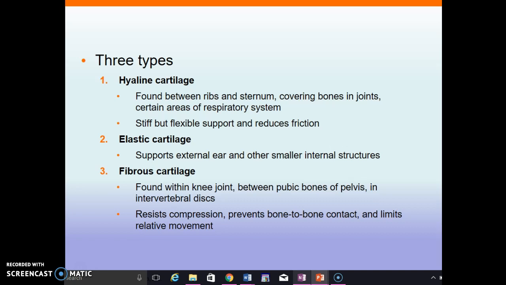Elastic cartilage is our outer ear, so if you were to bend your outer ear and bend your nose, you'll notice the outer ear is much more elastic because it is elastic cartilage.